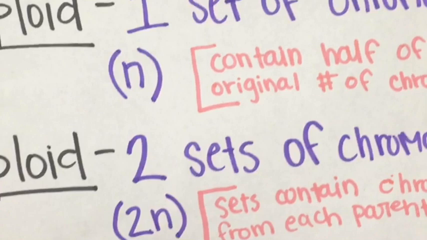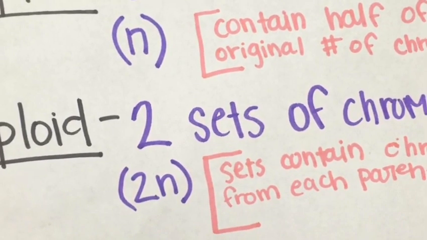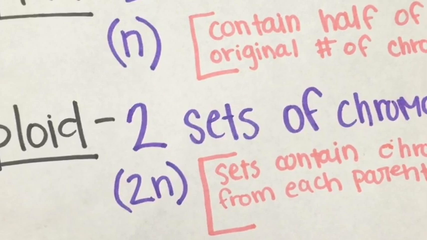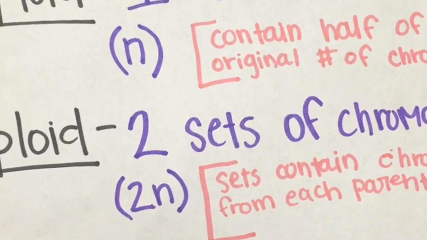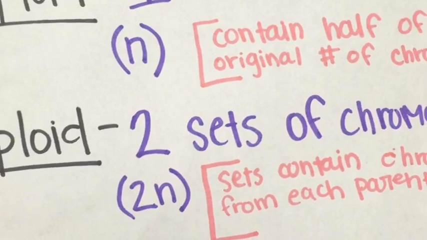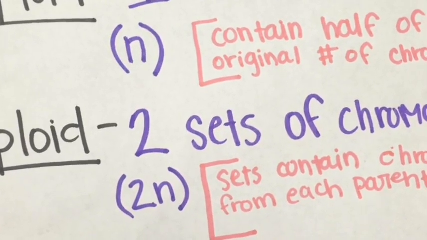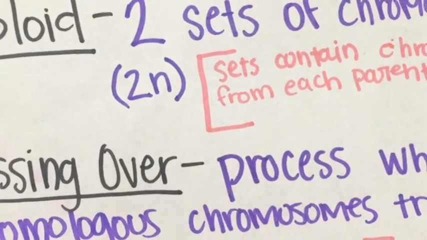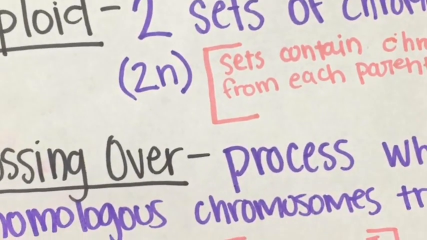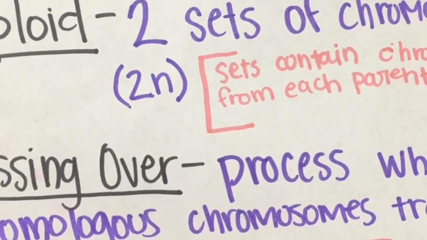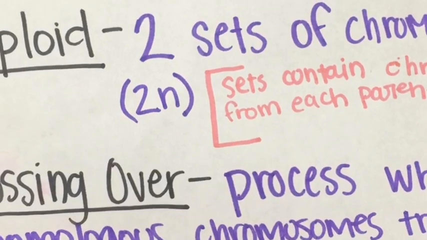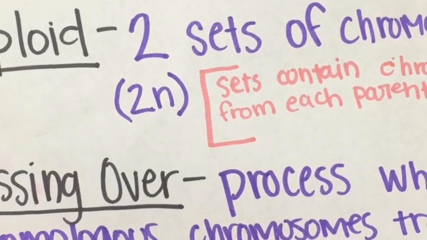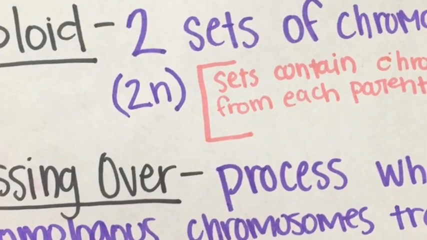Okay, diploid, I try to think of die like a set of dice, 2 sets of chromosomes. That is represented by a 2n. This set contains chromosomes from each parent. So in your diploid sets of chromosomes, you have chromosomes from mom and chromosomes from dad. Okay. Our last word is going to be crossing over. This is a process where homologous chromosomes trade information. So homologous chromosomes are, think of homo means same. So homologous chromosomes are like chromosomes from your mom and dad that kind of have some of the same information.